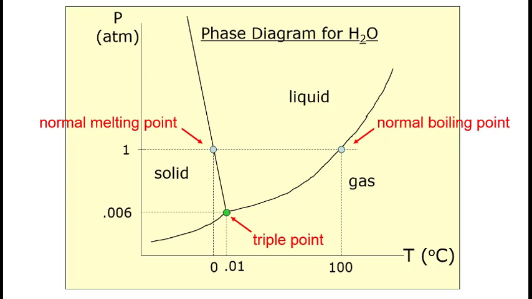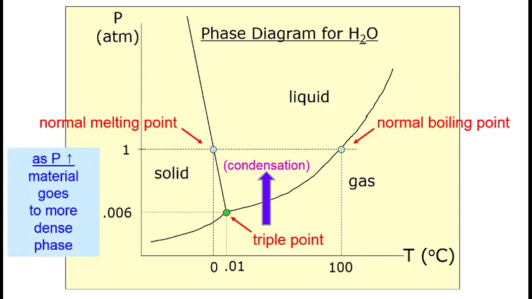It also allows us to predict what process may take place when we start at specific temperature-pressure conditions and then change the temperature or pressure. For example, if we start in the gas phase at a temperature above the triple point and increase the pressure, notice that we would go into the liquid phase. We would predict that the condensation process would occur. This leads us to a general rule of thumb. Upon increasing the pressure, if a phase change occurs, the material will go to a more dense phase. Liquid is more dense than gas.